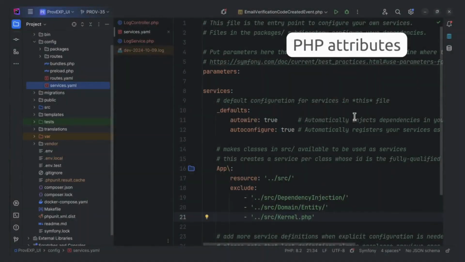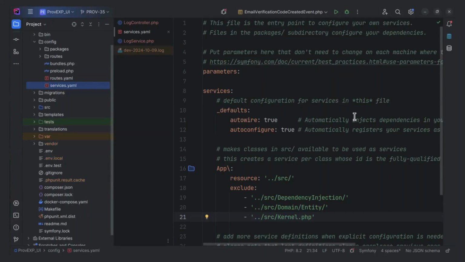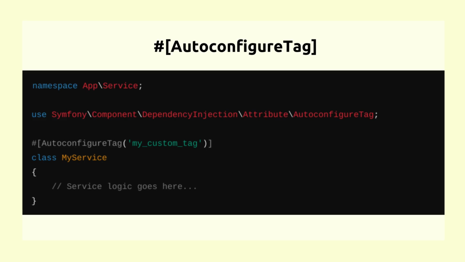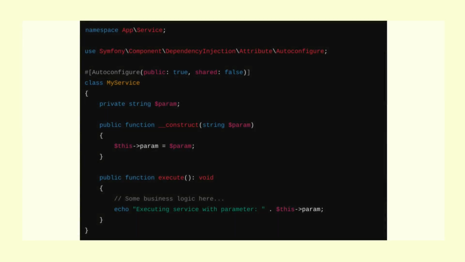In Symfony, starting from version 5.2, the ability to register services directly within classes using special PHP 8 attributes was introduced. This significantly simplifies the configuration process and makes the code more readable. Attribute autoconfigure tag. This attribute allows you to automatically add tags to a service. Tags are used for grouping services and for locating them when needed. Attribute autoconfigure. A more flexible attribute that allows you to configure various service parameters, such as its name, public visibility, and so on. These attributes help reduce the need for external configuration files, making service registration more integrated with the code itself.